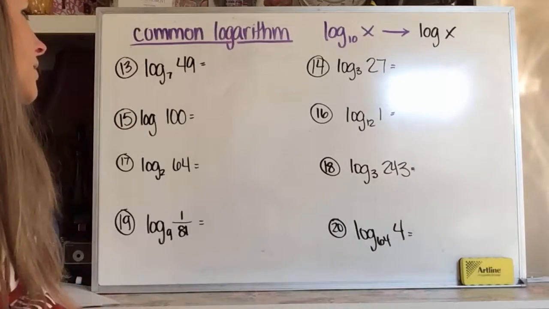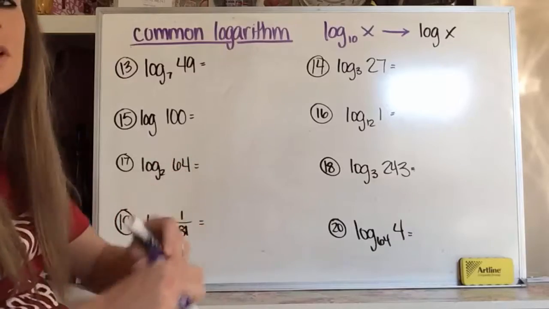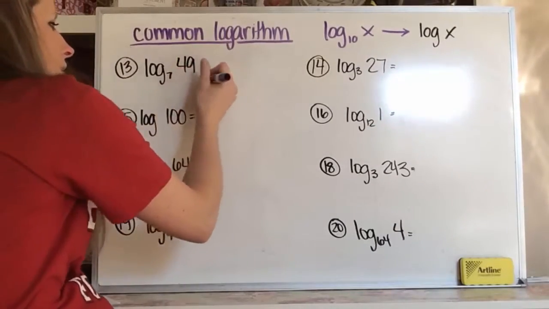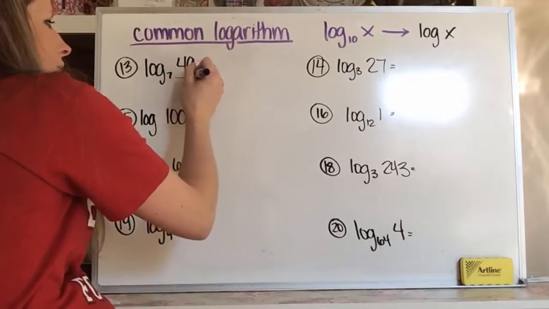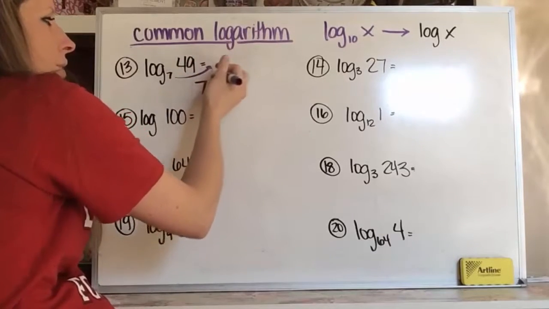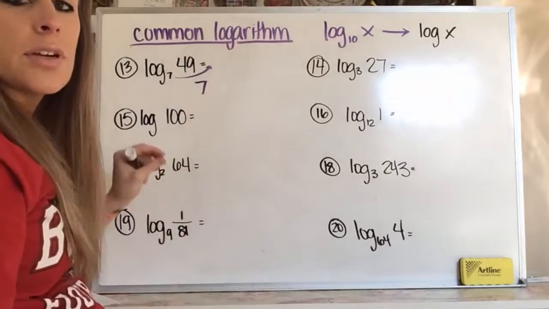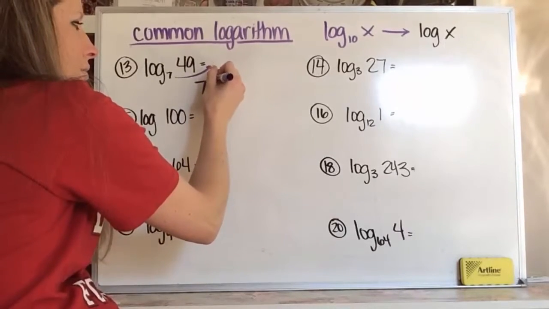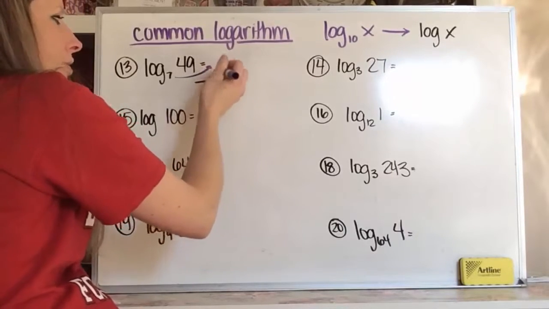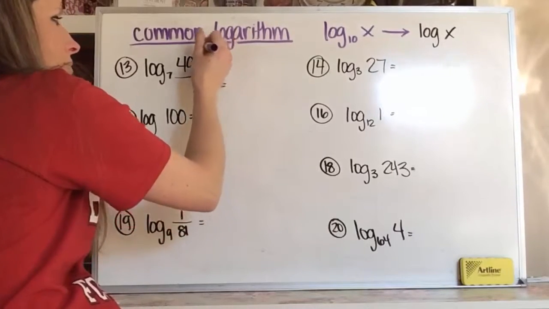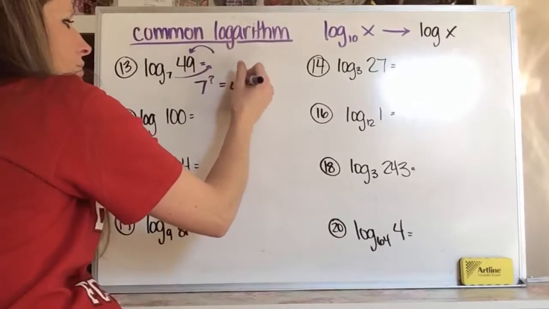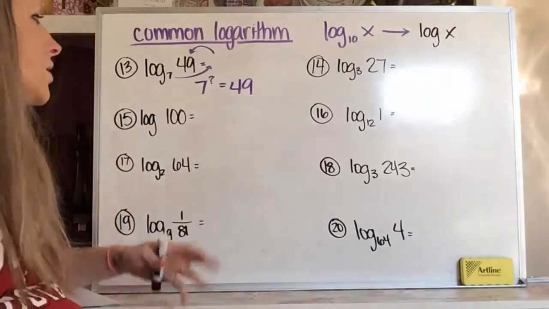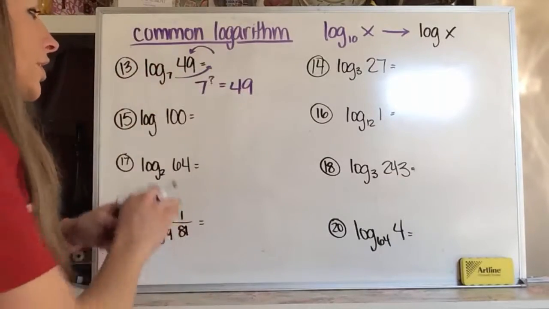So let's look at 13. We need to change it to exponential form first. So remember, start with your base. So we have 7. And we don't know what that exponent is because we don't know what this equals. So you can put an X, you can put a question mark, whatever. But 7 to the what equals, keep going counterclockwise, 49. That's what we need to figure out.